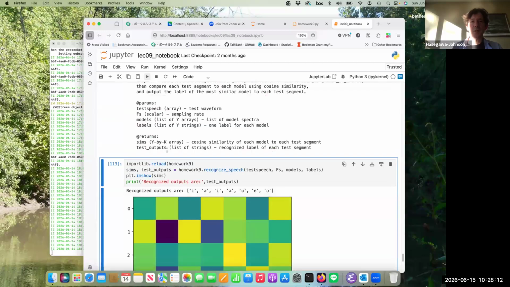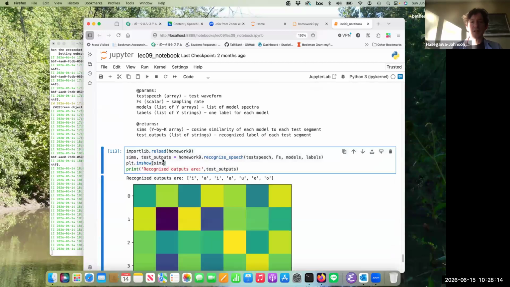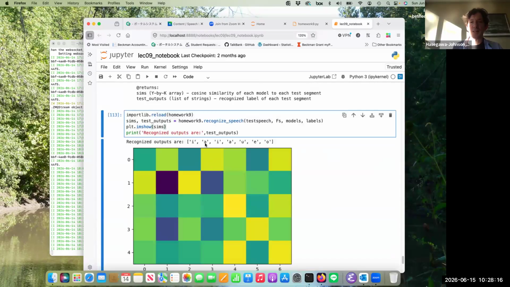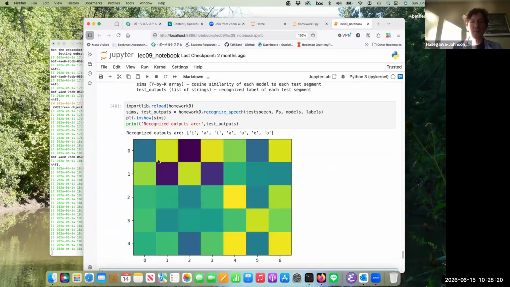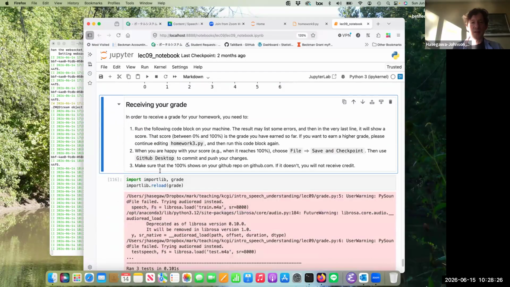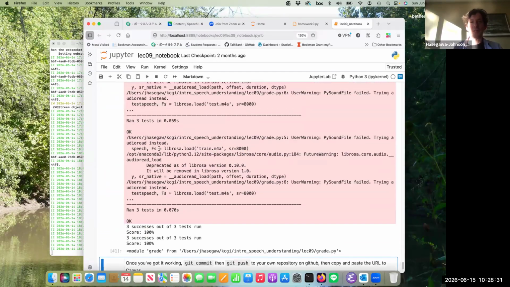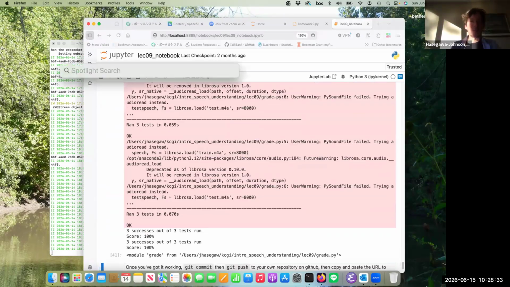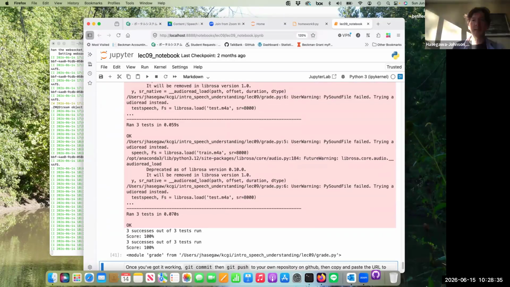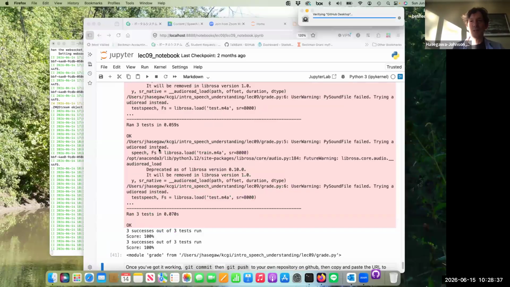Check for typos. Looks like there's no typos, so let's check for the similarities. We should recognize e a o. Let's see if it recognizes that. It recognizes e, a, u, a, o. Looks like we've got it. Let's check the automatic grading code to see if it works. It looks like 100%. All right, in that case, we can open up GitHub Desktop and check it in and finish the assignment.